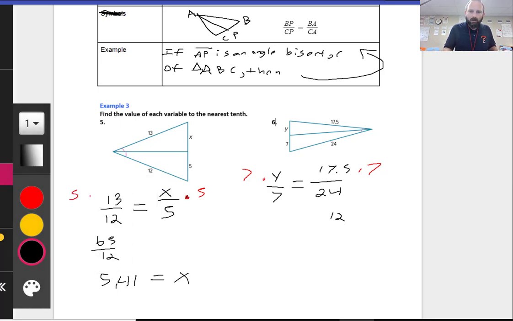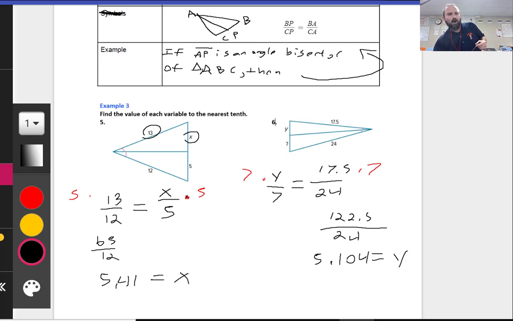So 122.5 divided by 24. And when I divide by 24, I get 5.104, which is equal to y. So we're pretty much making sure that you're putting the right numbers and you're not flipping the numbers. Like, look, we're going to compare: if x is on top, 13 has to be on top. If x was on bottom, 13 had to be on bottom. All right, let's go on.